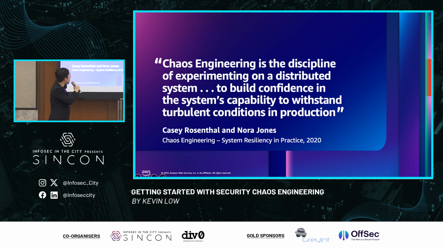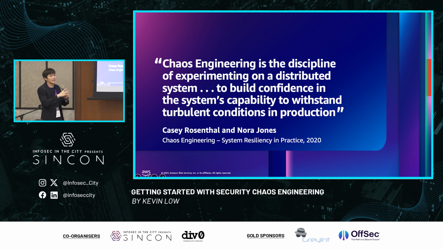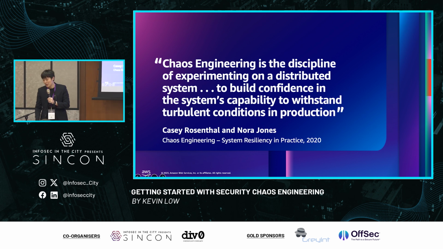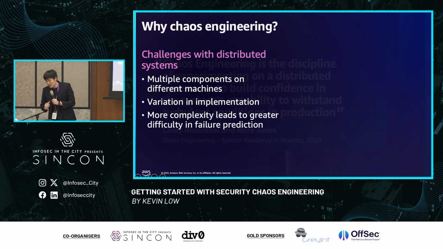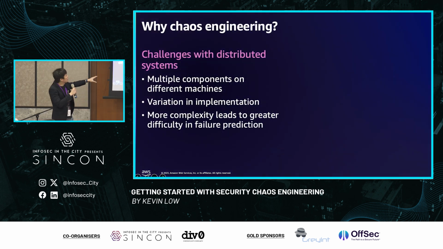But at a high level, chaos engineering is the discipline of experimenting on a distributed system to build confidence in its capability to withstand turbulent conditions in production. So let's unpack this a bit. Why do we need to use chaos engineering?